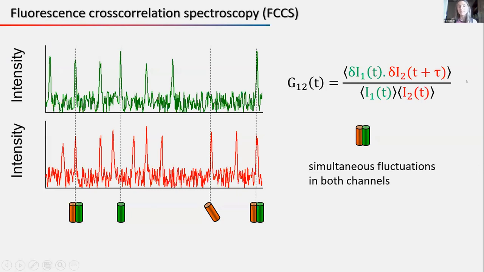Well, very similar to what we did with the autocorrelation function. But in this case, what we are going to do is multiply the fluctuation in channel 1 times the fluctuation, shifted by a given period of time tau, in channel 2, the red channel. So you can see that the cross-correlation function will be positive whenever you have simultaneous fluctuations in both channels. If you don't have this kind of species, the cross-correlation function will be equal to 0.